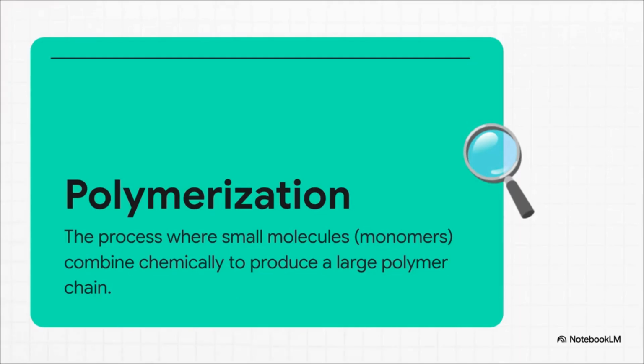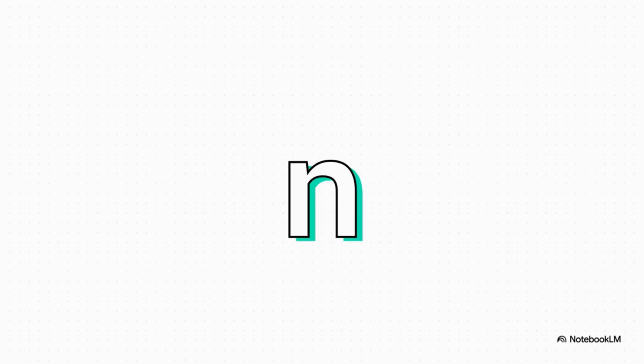Polymerization is the action. It's the chemical process, the reaction that takes all those individual little monomers and forges chemical bonds between them to create that long polymer chain. It's the creation moment. So how do we measure how long that chain is?